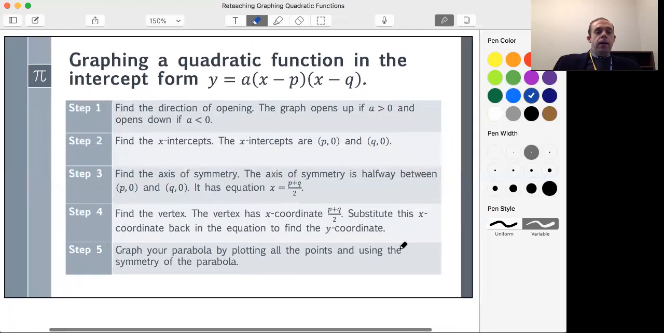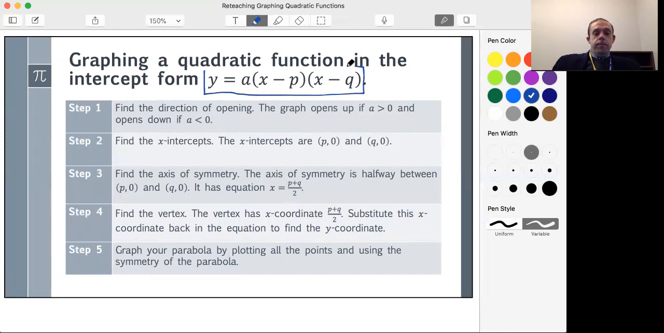All right, and then our last one is if it's written in intercept form. Okay, so again, we're going to find the direction of opening. Then we're going to find the x-intercepts. X-intercepts are P and Q. They're right in the formula. Then you find the axis of symmetry by taking the average of your P and Q. And then you find your vertex by plugging that back into your equation.